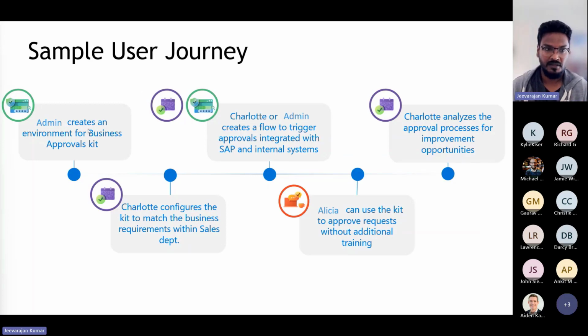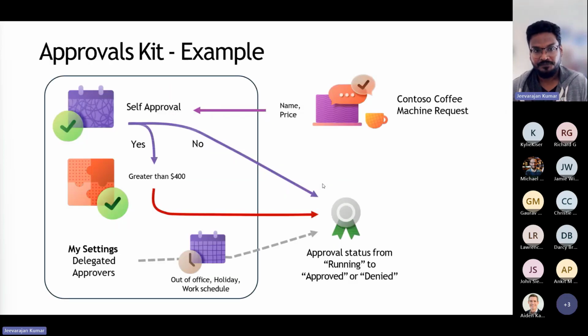The admin creates the environment and imports the business toolkit, approvals kit, and then Charlotte as a super user configures the kit, creates the approval, and then it creates a Power Automate approval to the manager, who is Alicia in this case, and she approves it. And based on the feedback, or along the way, Charlotte can keep improving the approvals as required.